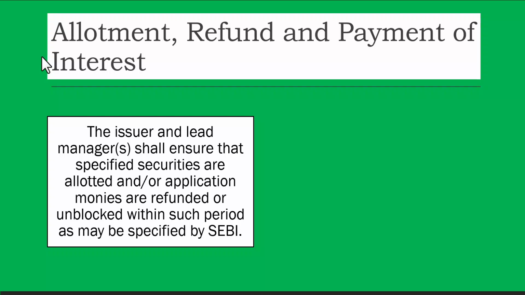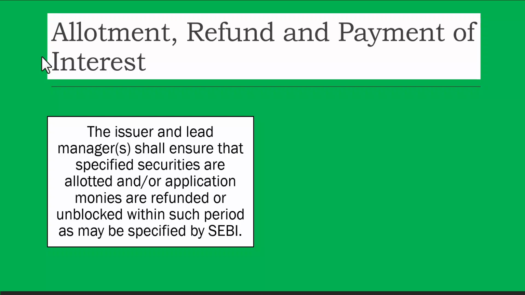Read. Allotment, refund and payment of interest. The issuer and lead managers shall ensure that specified securities are allotted and all application monies are refunded or unblocked within such period as may be specified by SEBI. So the issuer and the lead manager will ensure that the shares are allotted, or the application money is refunded in case a refund is involved.